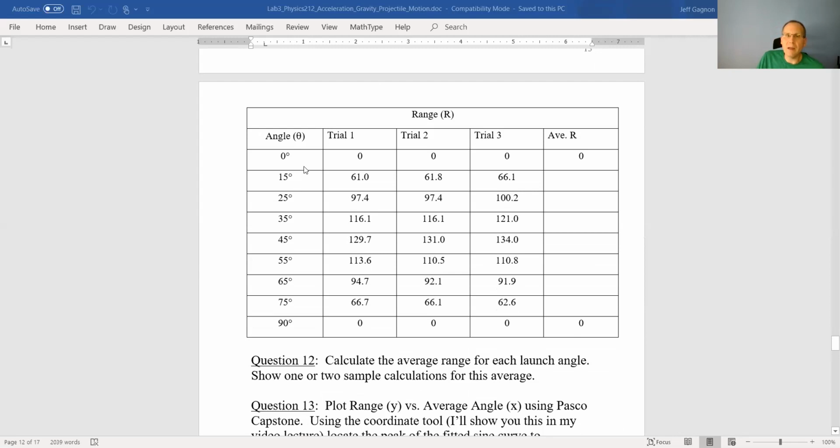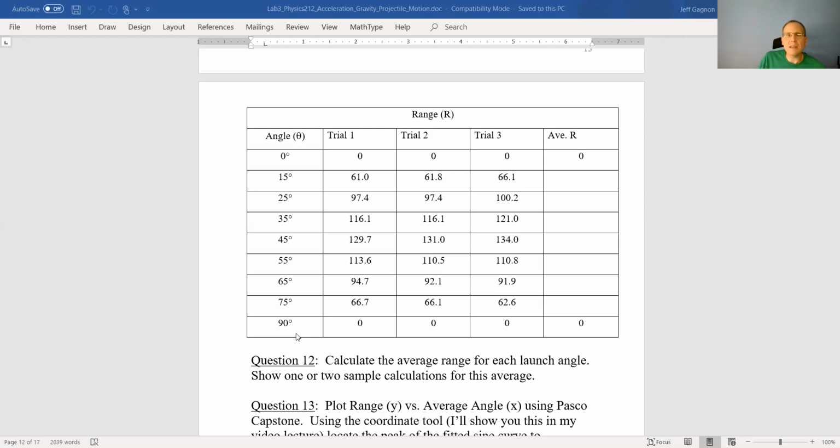So we're going to vary the angle. Actually at 0, the range we know is 0. I'll explain that in a little bit. But then we're going to vary at 15, 25, 35, 45, all the way up to 90 degrees. And we're going to see how that affects the range.